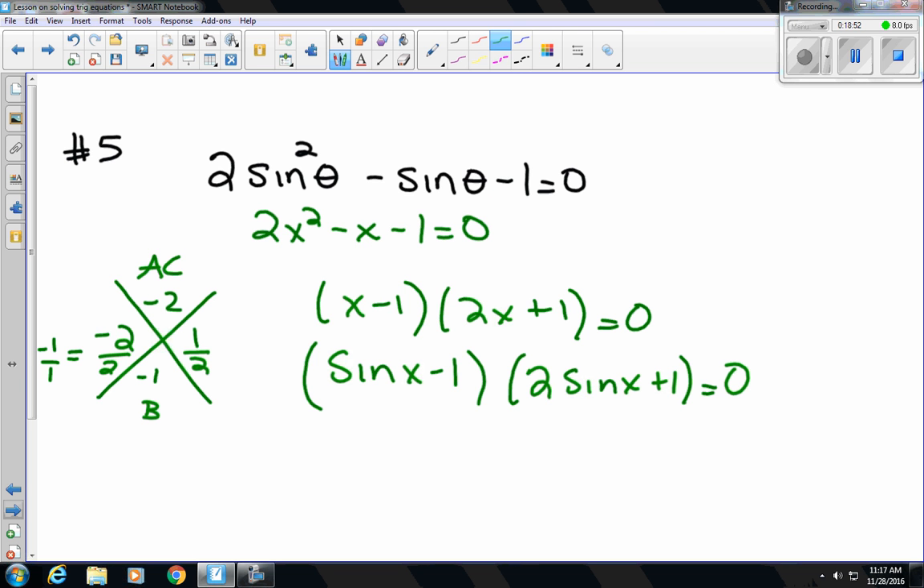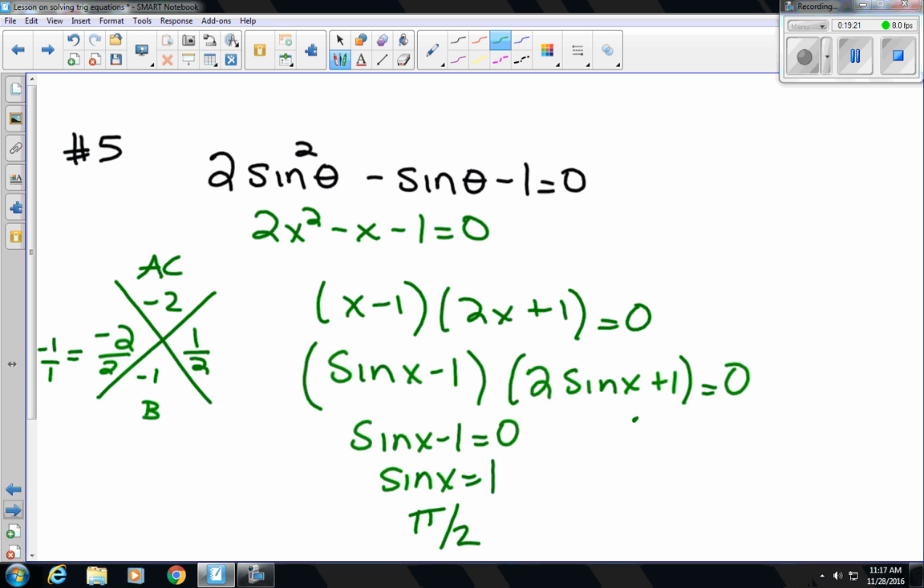Okay, now what should I do? Set each binomial equal to 0. All right? So this becomes sine of x minus 1 equals 0, and that's sine of x equals 1. Well, where does that happen? Pi over 2. Took care of that side.